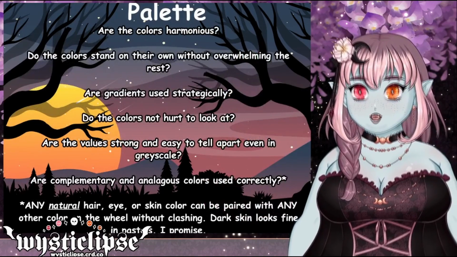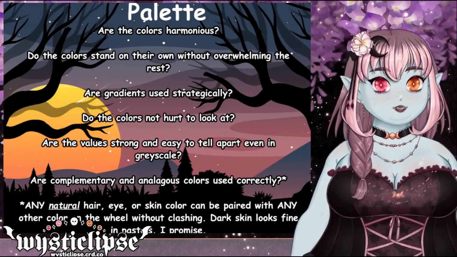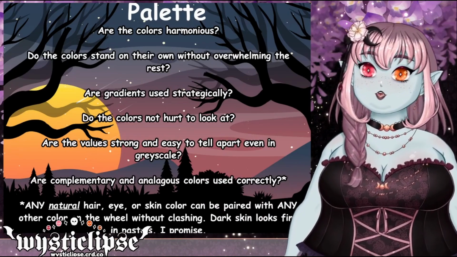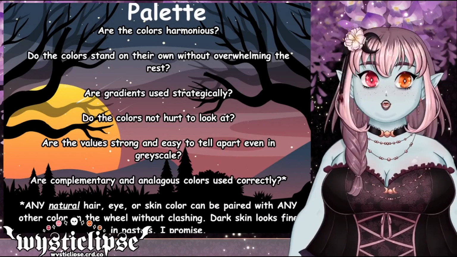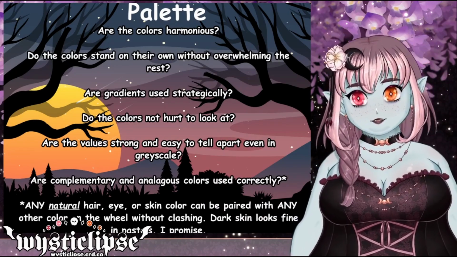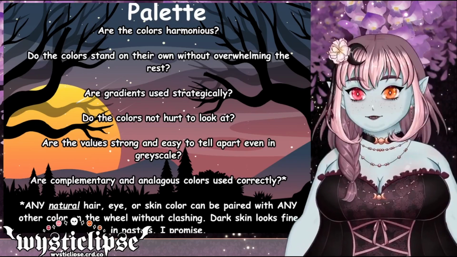And next is the palette. The color palette is a very important part of character design. You want your colors to be harmonious. They want to stand on their own without overwhelming the rest of the palette. The gradients need to be used strategically, so don't go overboard with them.